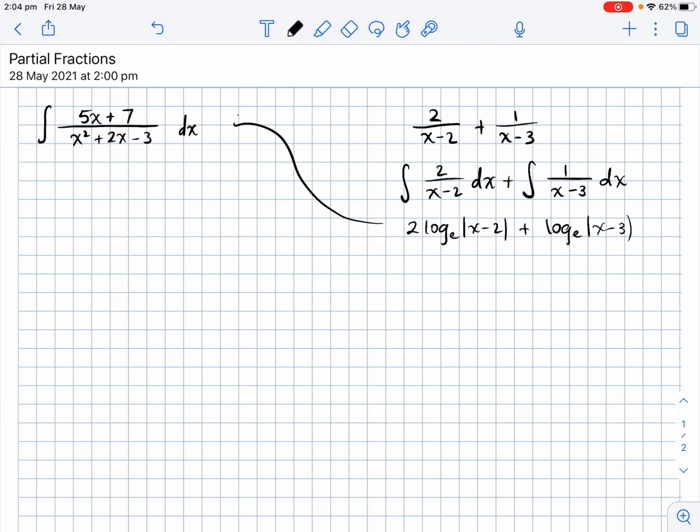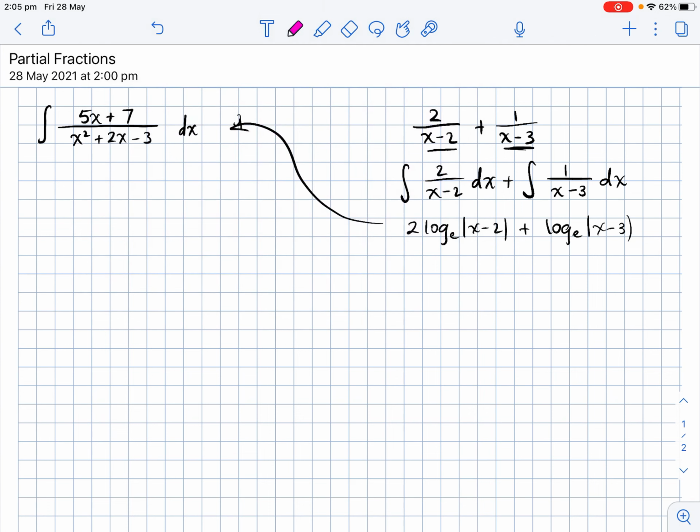But my fraction over here doesn't look like that. My fraction hasn't got two parts on the bottom. It's got a quadratic. So our goal for this video, and our goal for partial fractions, is to change the quadratic fraction, our big mega fraction over here, into something that's much simpler like this. So let's have a little bit of a think about it.